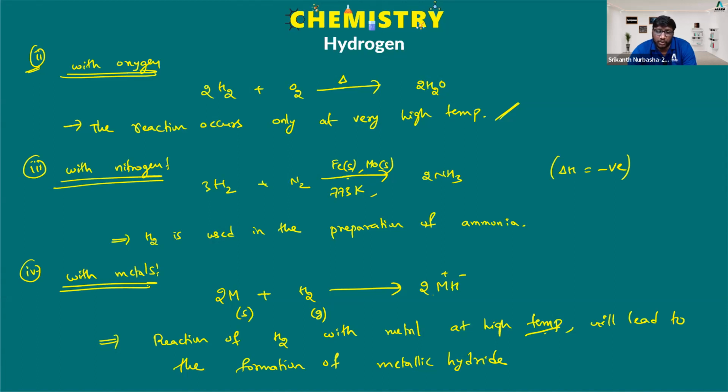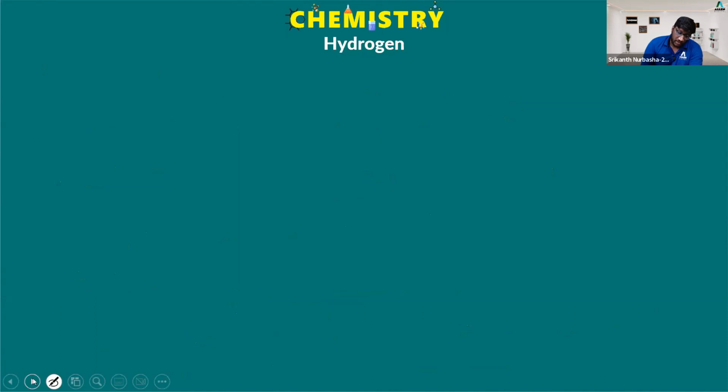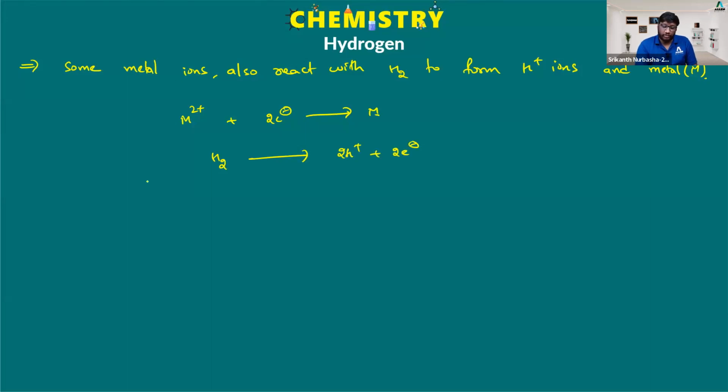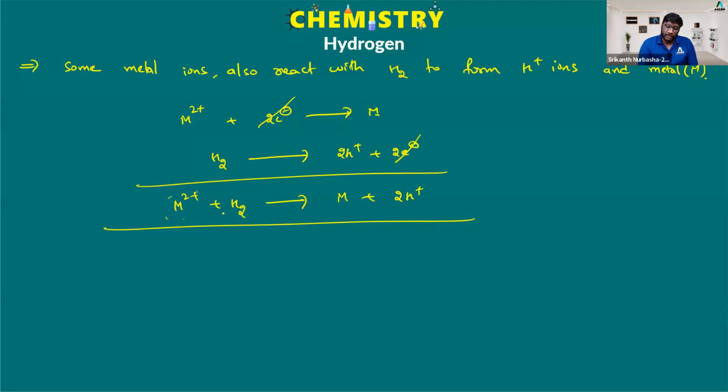And some metal ions can also react with H2 to form H plus ions and metal. We'll look at those reactions also. Let us take an arbitrary reaction, where M2+ is a metal ion which takes up 2 electrons to form metal M, and H2 releases 2 H plus and 2 electrons. Metal ion reacting with H2: M2+ plus H2, the 2 electrons cancel out, and you get M plus 2H+. So this is the reaction we are talking about, a metal ion reacting with H2 to form metal and 2H+.